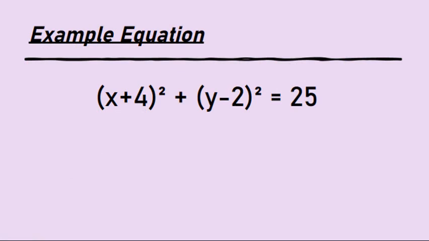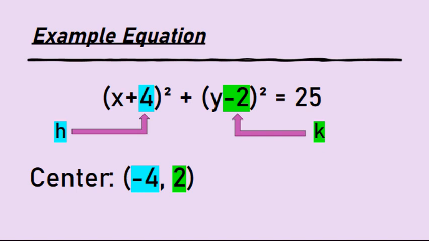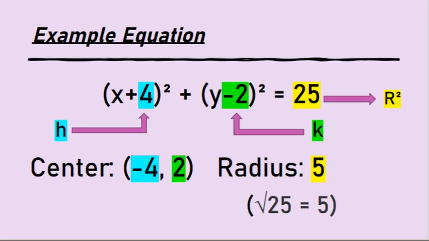In this equation, you can see that the center is negative 4, 2. Note that to get the center, we have to flip the sign in the equation or put the numbers opposite. Now we have to get the radius of the circle. Since in the equation 25 is the radius squared, to get the radius alone, all we have to do is square root the number. The square root of 25 is 5, so the radius of the circle is 5.